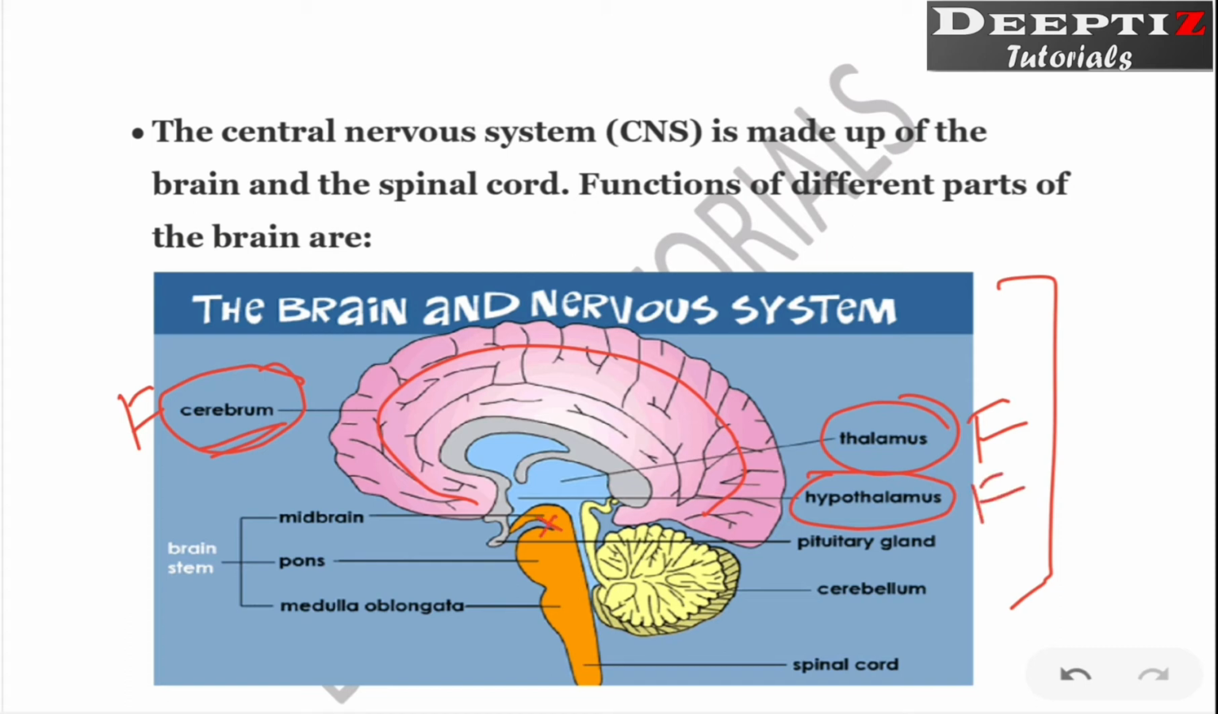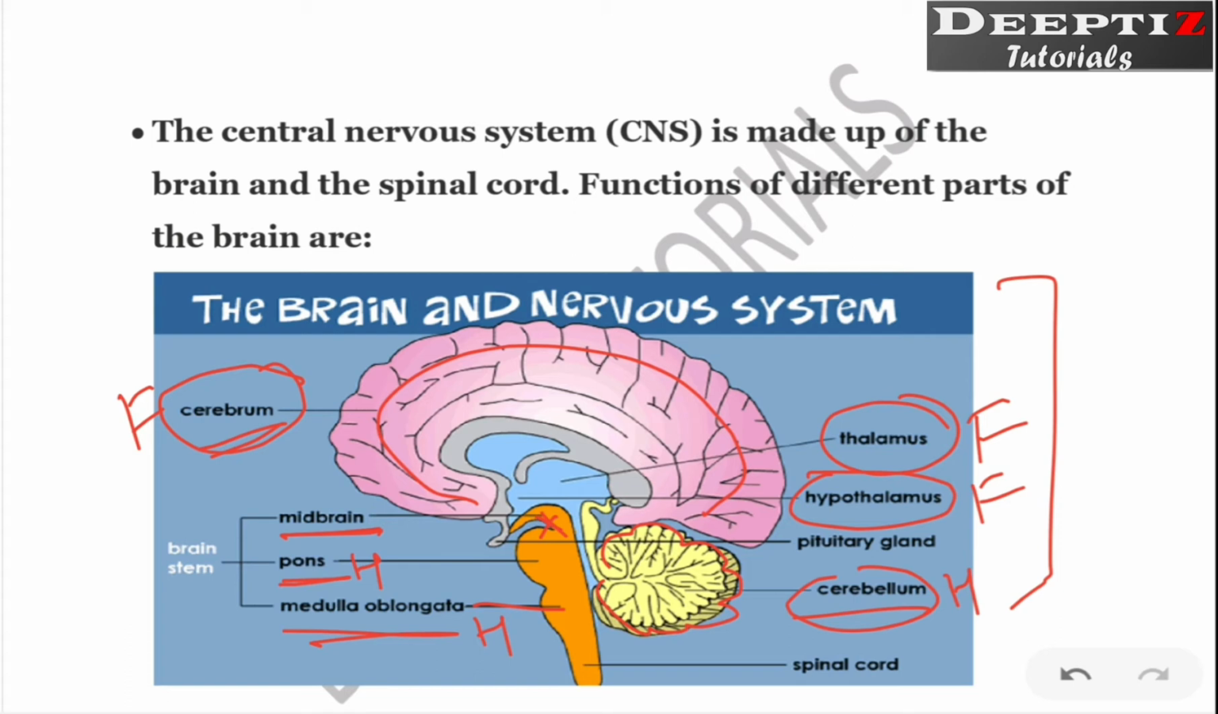This region is termed the midbrain. Now what about the hindbrain? The hindbrain consists of the cerebellum, the second largest portion of the brain, the medulla oblongata and the pons varoli, right? These three structures are the parts of the hindbrain.